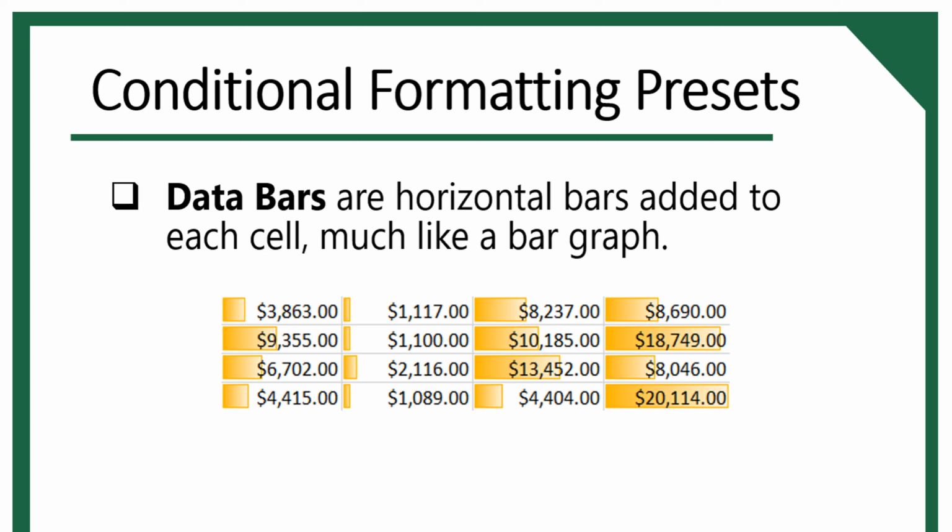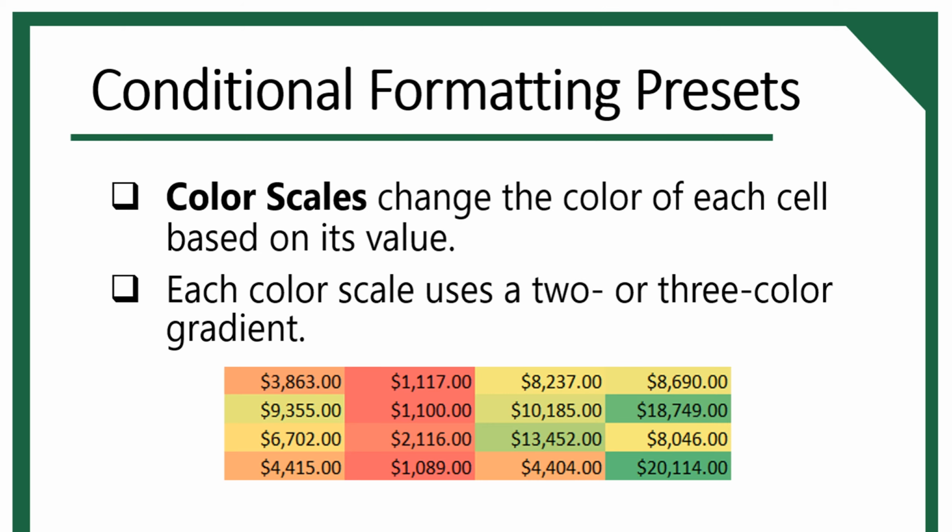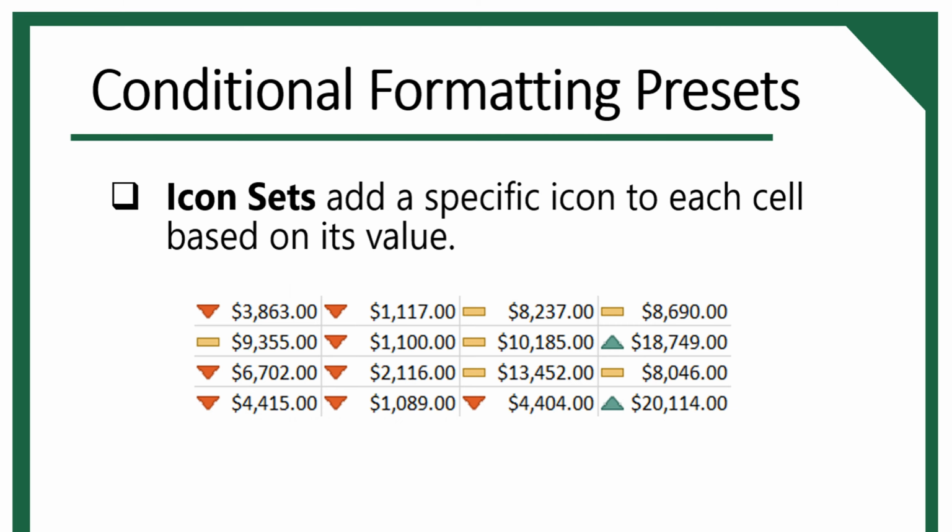Data bars. They are horizontal bars added to each cell, much like a bar graph. Color scales. They change the color of each cell based on its value. Each color scale uses a 2 or 3 color gradient. Icon sets. Icon sets add a specific icon to each cell based on its value.